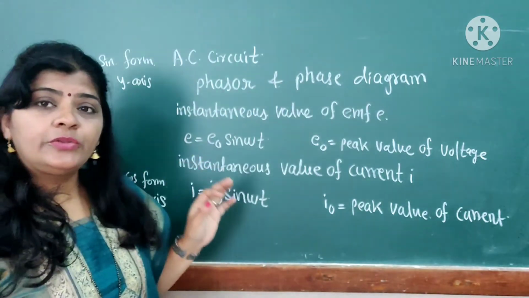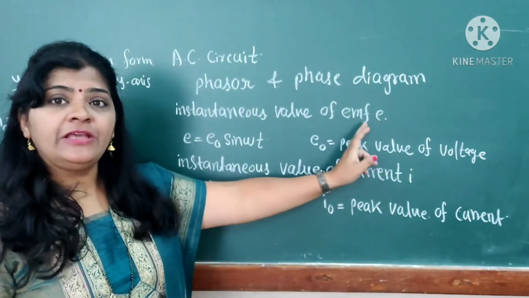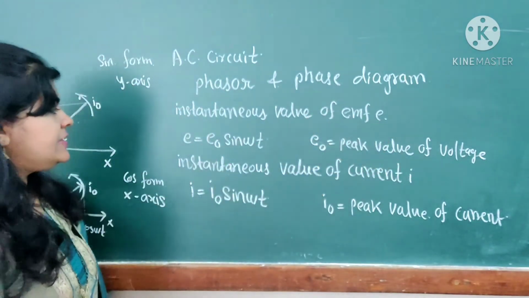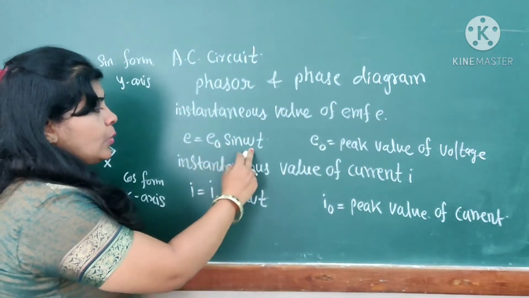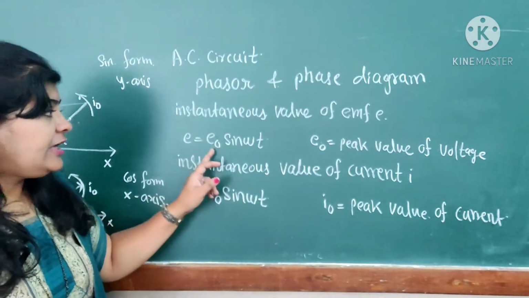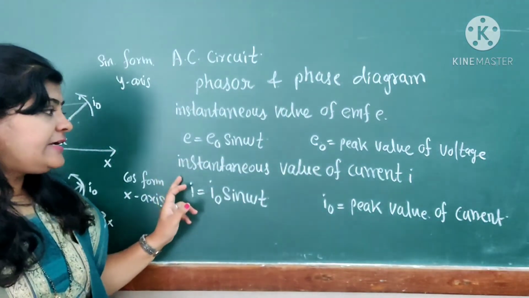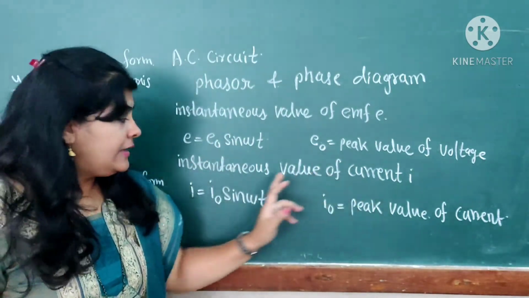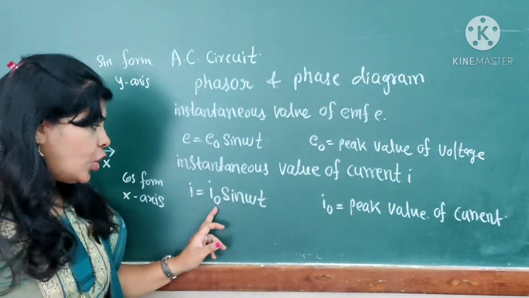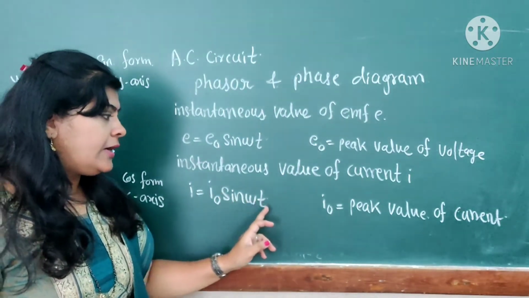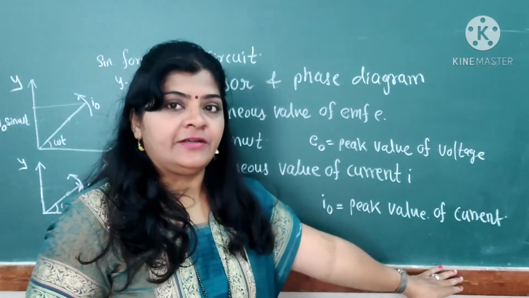Before this, in the previous lectures, we learned that the instantaneous value of the EMF E is given by the equation E is equal to E naught into sine omega t, where E naught represents the peak value of the voltage. The instantaneous value of the current I is given by I is equal to I naught into sine omega t, where I naught is the peak value of the current.